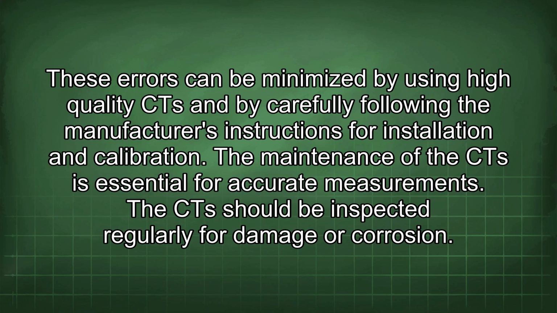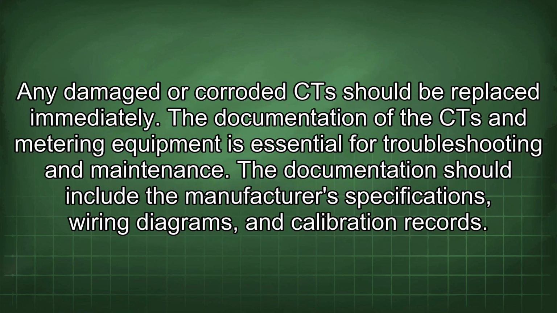The maintenance of the CT is essential for accurate measurements. The CT should be inspected regularly for damage or corrosion. Any damaged or corroded CT should be replaced immediately. The documentation of the CT and metering equipment is essential for troubleshooting and maintenance. The documentation should include the manufacturer's specifications, wiring diagrams, and calibration records.